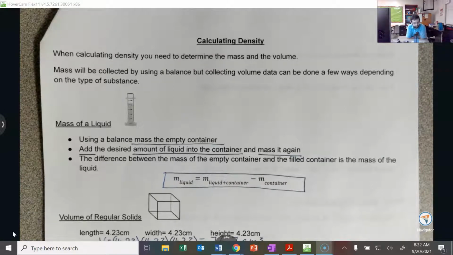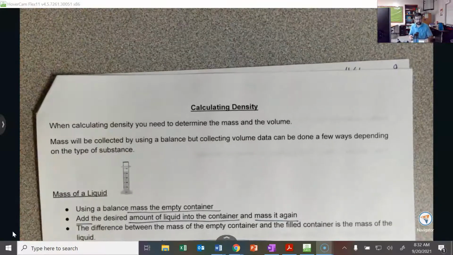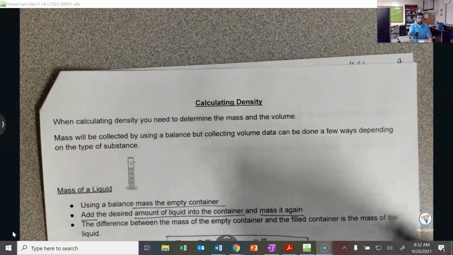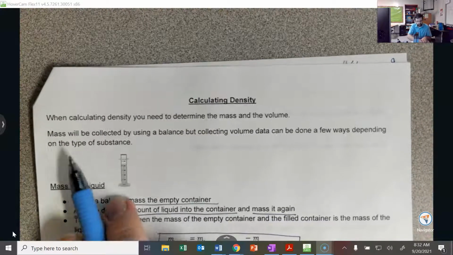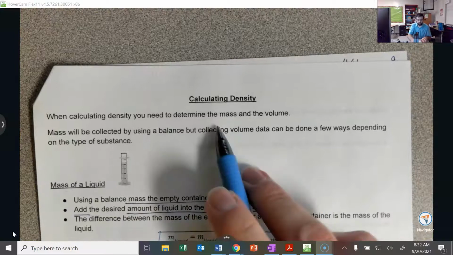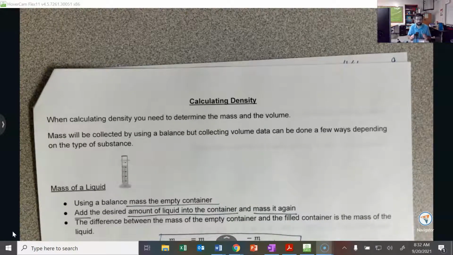Morris, and we're wrapping up some notes on calculating density. I want to just kind of recap some of what we did towards the end of last class. When calculating density, you need to determine first the mass and the volume, and then we can calculate it. The way that we do this is a few different ways.